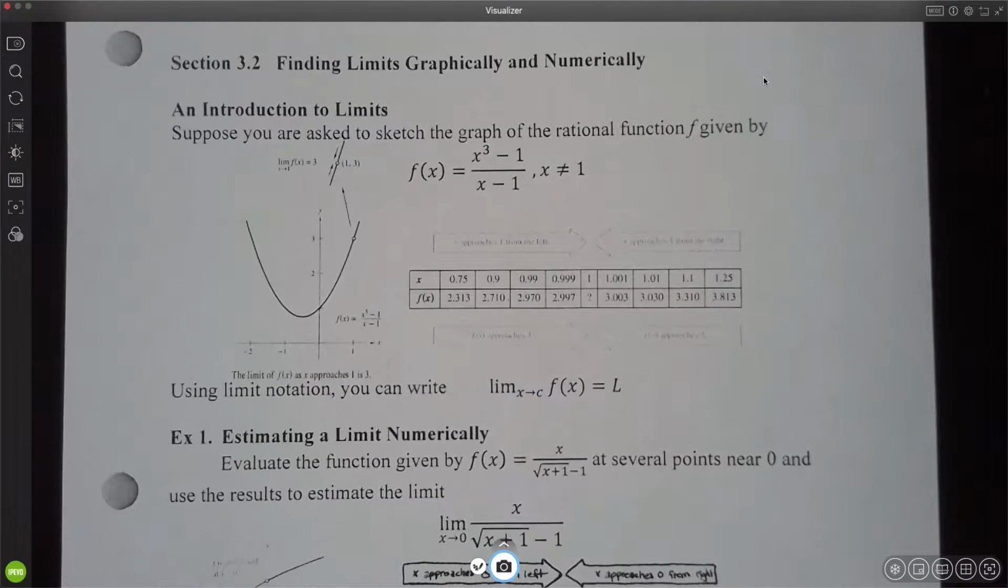Okay, Calc, I'm gone today. These are your notes for section 3.2. This should be pretty short and sweet. It just kind of describes what a limit is.